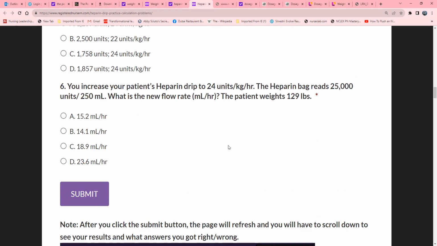It's telling you what your new dose is going to be. So that's what you have to calculate first, because that's going to be your desired dose. And then you're going to put that over what you have on hand to get the new flow rate. All right, so you're going to take your patient's weight, which is 129. Your order is 24 units per kilogram per hour. And what you have on hand is 25,000 units for 250 mLs. Everybody got that written down?